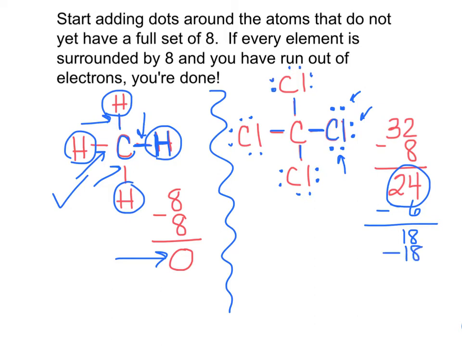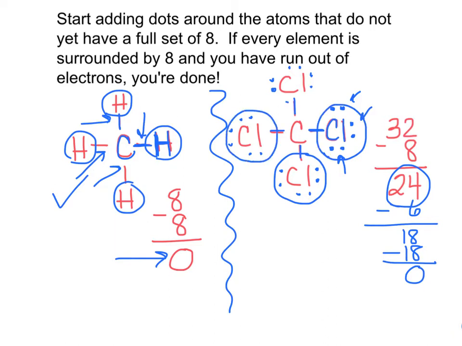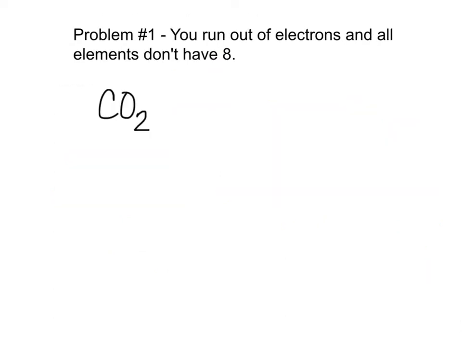So we have now placed all of our electrons, and if we double check, this chlorine has 8, this one has 8, this one has 8, and this one has 8, and our carbon we said had 8, and so everybody has a full outer shell. They're all happy. We don't have any electrons left over, and so we're finished. So this would be the final drawing for carbon tetrachloride.